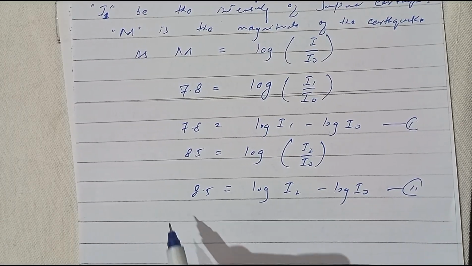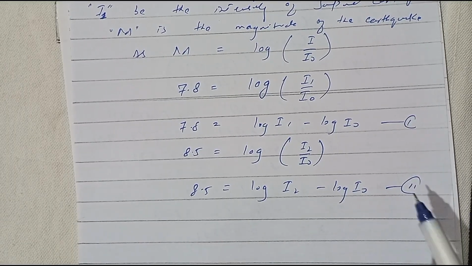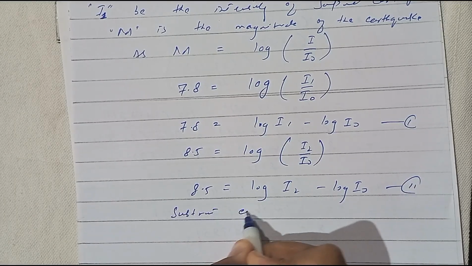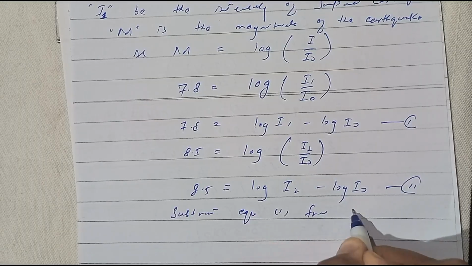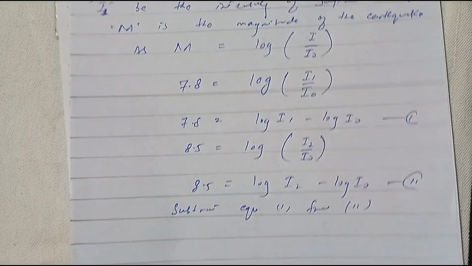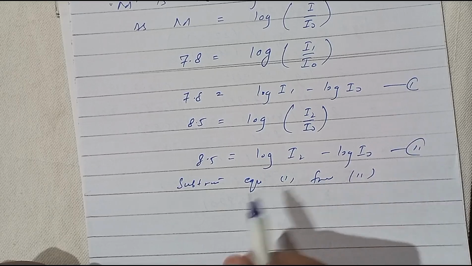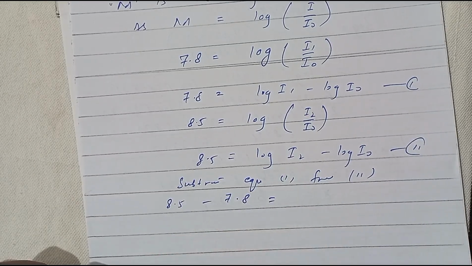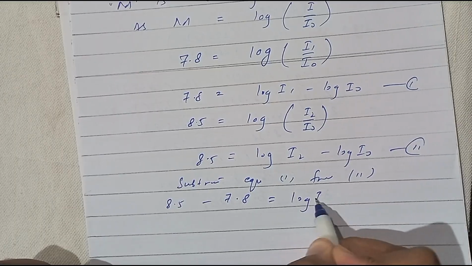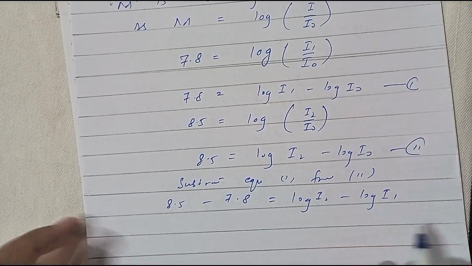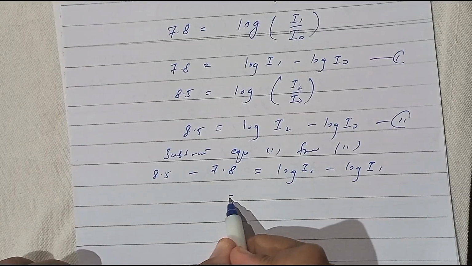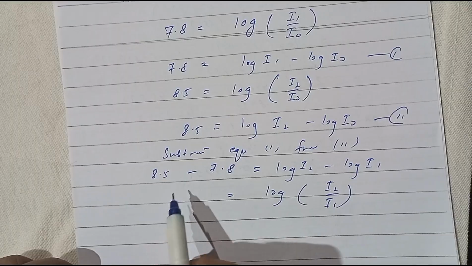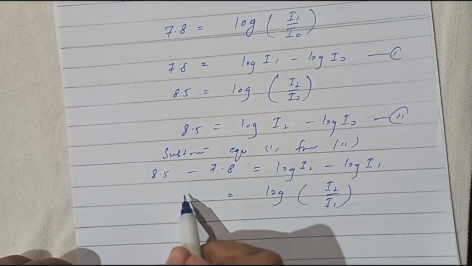Now we have to subtract equation 1 from 2. So when we subtract equation 1 from 2, we get the answer 8.5 minus 7.8 equals to log of I2 minus log of I1. So if we write this in single log form, we write it as log of I2 divided by I1, and subtracting 8.5 minus 7.8, we get answer 0.7.